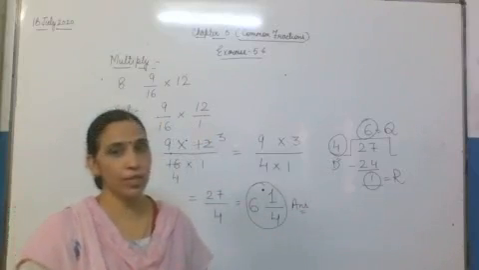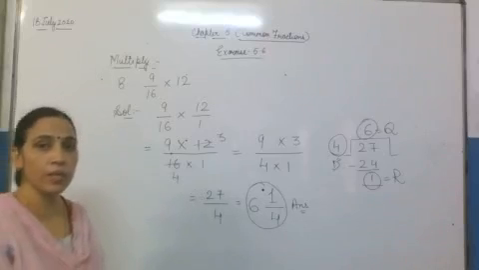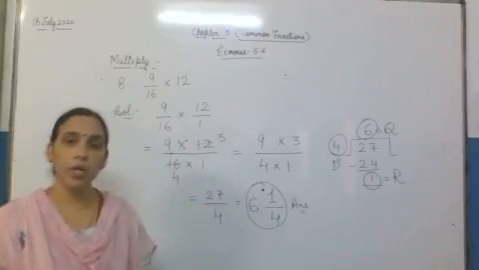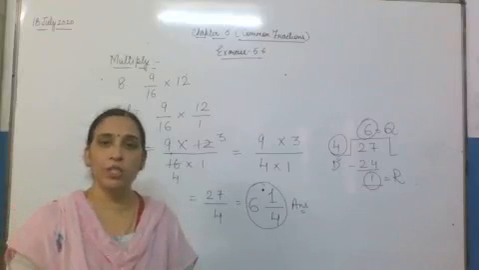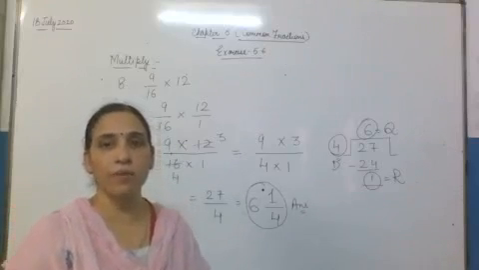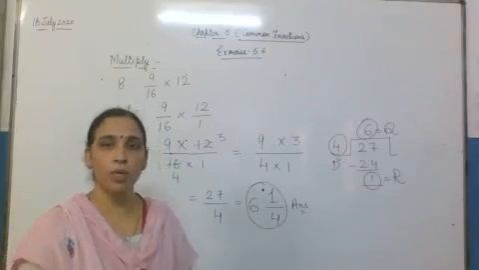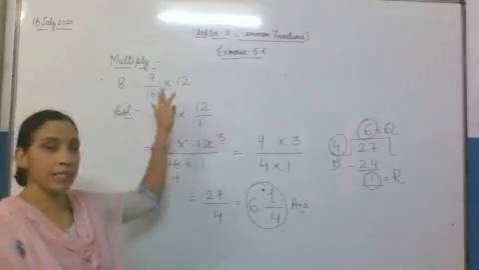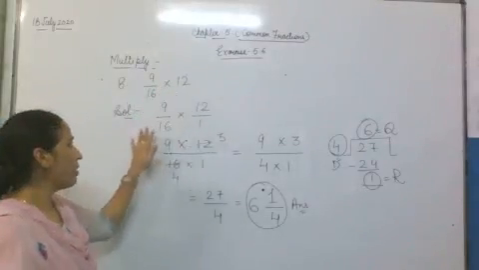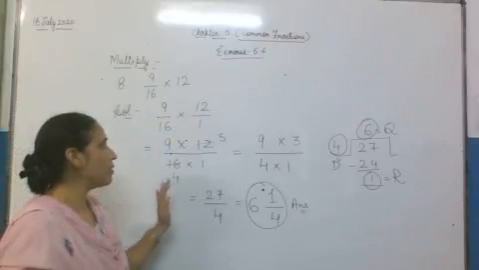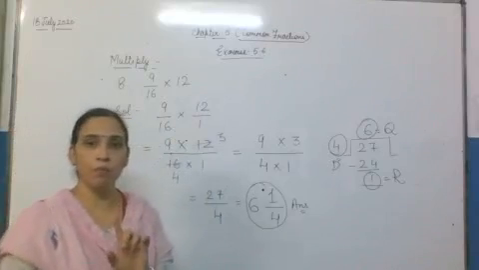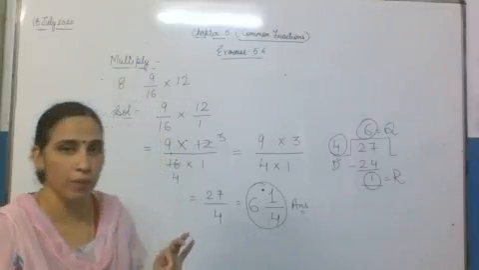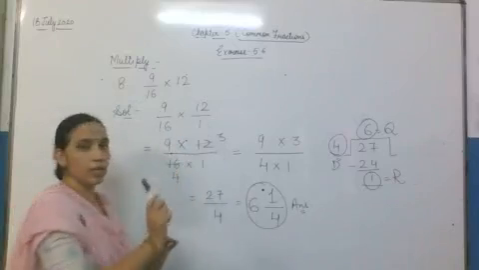So let's see this question again. What is given to you? You have been given a fraction which is a proper fraction, 9 by 16. Now what are proper fractions? Proper fractions are those fractions which have a lesser or smaller numerator than denominator. So here you have been given 9 by 16 multiplied by 12. Now what is the first step? First of all, you will write 1 in the denominator of the whole number.